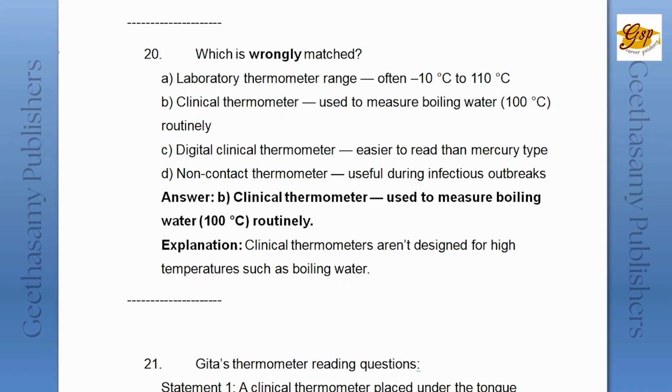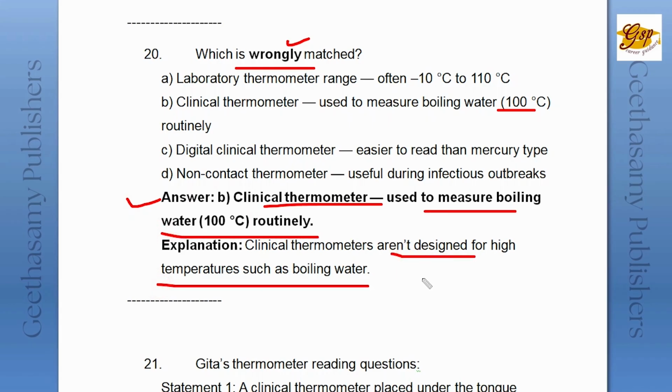Then the 20th question, which is wrongly matched. Laboratory thermometer range minus 10 degrees centigrade to 110 degrees centigrade. Clinical thermometer is to measure boiling, 100 degrees centigrade. Then digital clinical thermometer easier to read than mercury type. Non-contact thermometer useful during an infectious outbreak. So B is the wrong one because clinical thermometer is used to measure the boiling. No, they are not designed for high temperature boiling water.